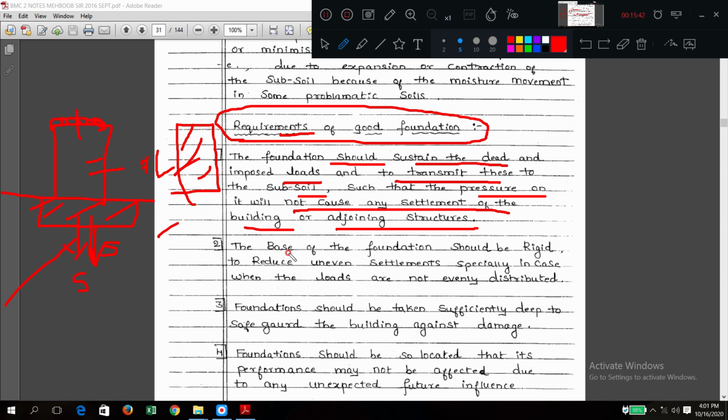The base of the foundation should be rigid. It is a rigid foundation. It should reduce uneven settlement. So these are two things: it should be rigid, and uneven settlement should not be there. When will uneven settlement happen? When there is unequal loading. Obviously here settlement will be more, here it will be less. So settlement should not be unequal. The foundation should be rigid and should not allow unequal settlement.